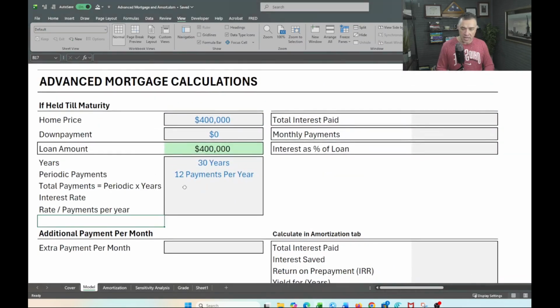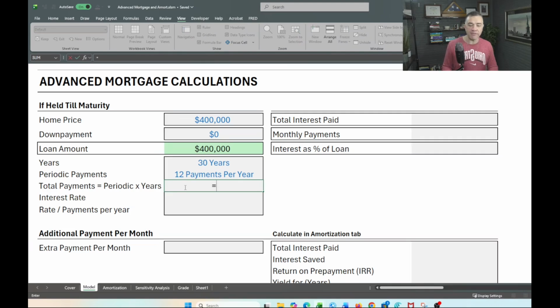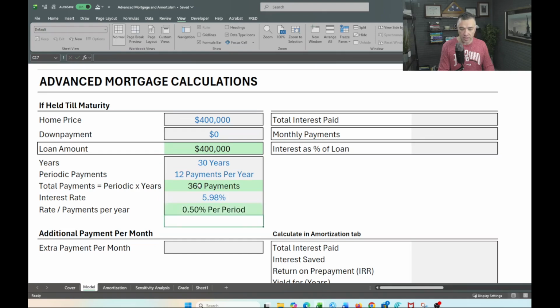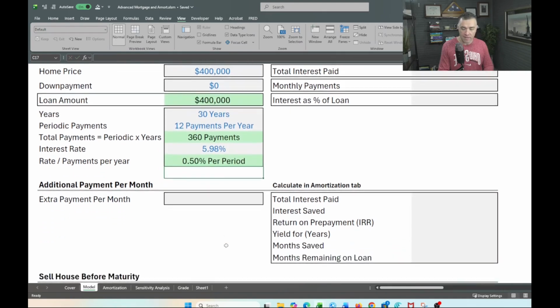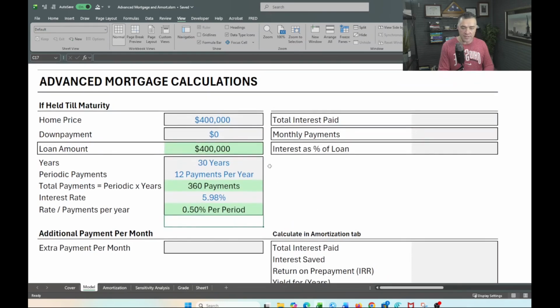Okay, so next we want to know, well, what is our total payments we have for this mortgage? Well, it's just going to be the years multiplied times our payments per year. And I renamed years, and then I renamed periodic payments PP. Next is, well, what's the interest rate? Last time I checked was 5.98% for a 30-year mortgage. And then we want to know, what is the rate per payment? So we want to know per month in this regard. Okay, so we did the basics there.